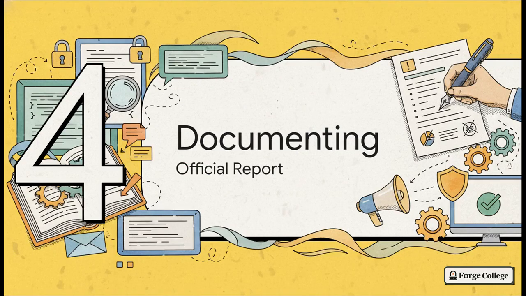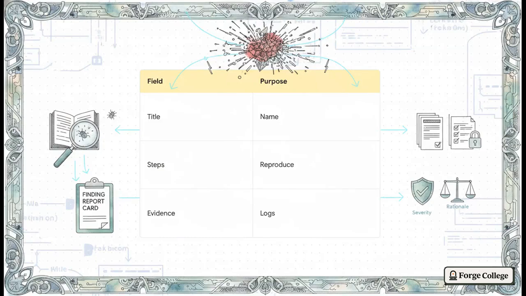Next up, part 4, documenting your findings. Now that we've collected our evidence, we actually have to write up the official police report. Mastering this kind of structured documentation is a huge, central part of our learning programs here at Forge College. It's all about communicating a bug so incredibly clearly that it just cannot be ignored.